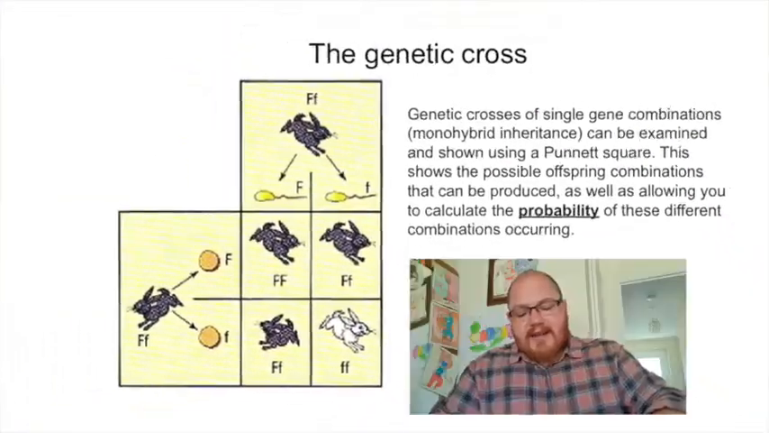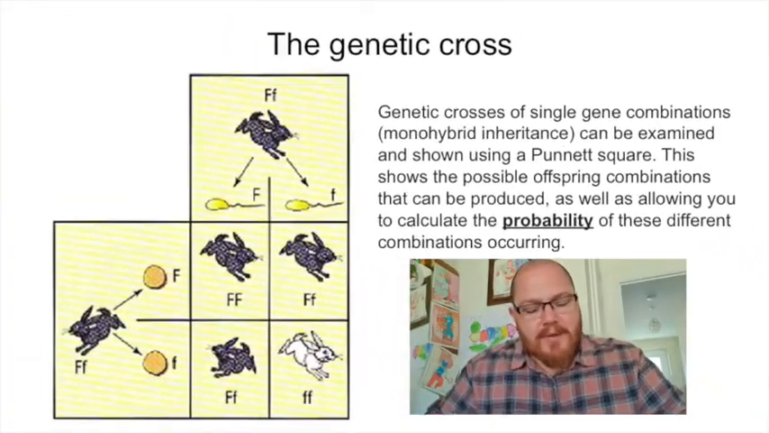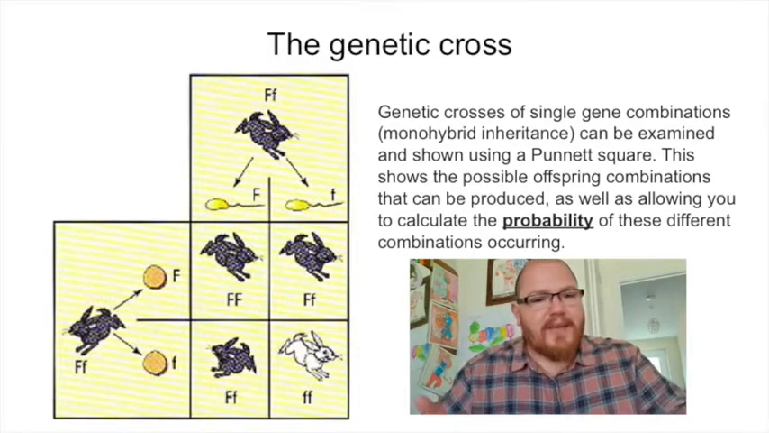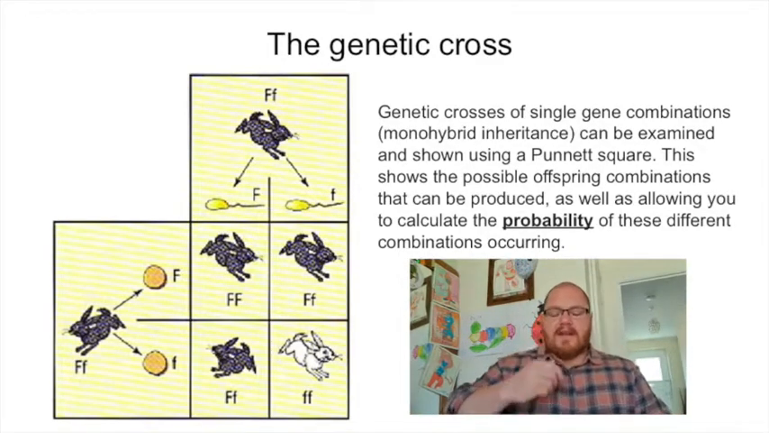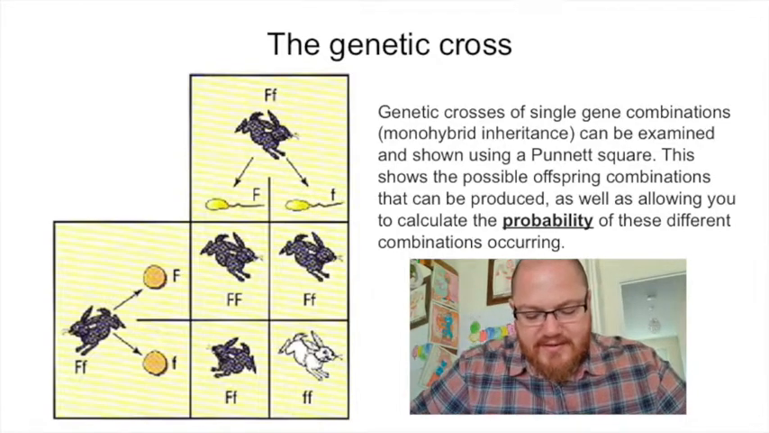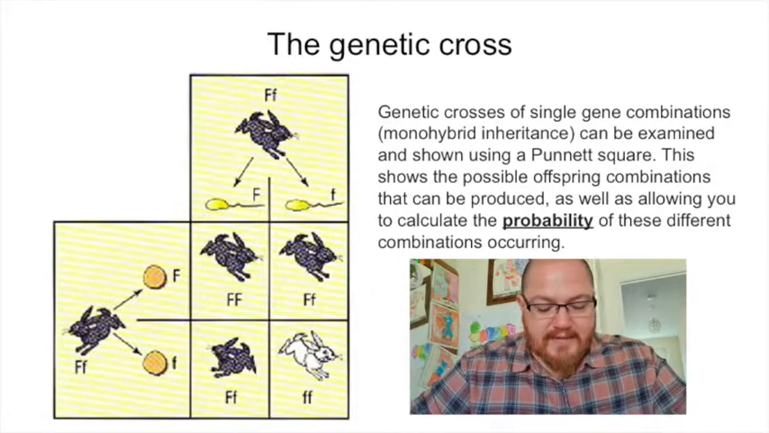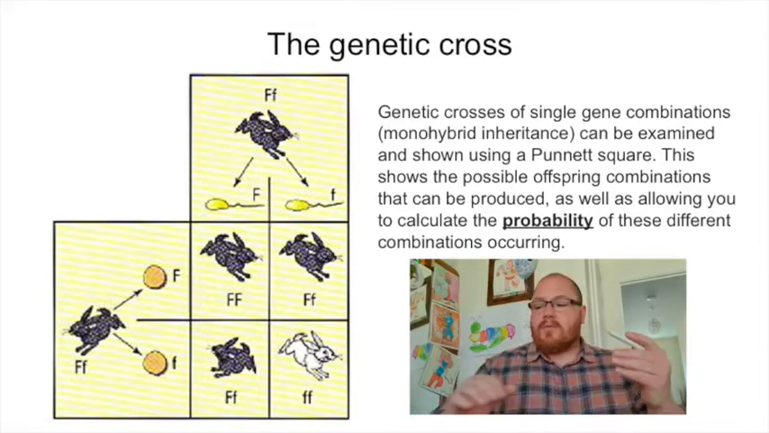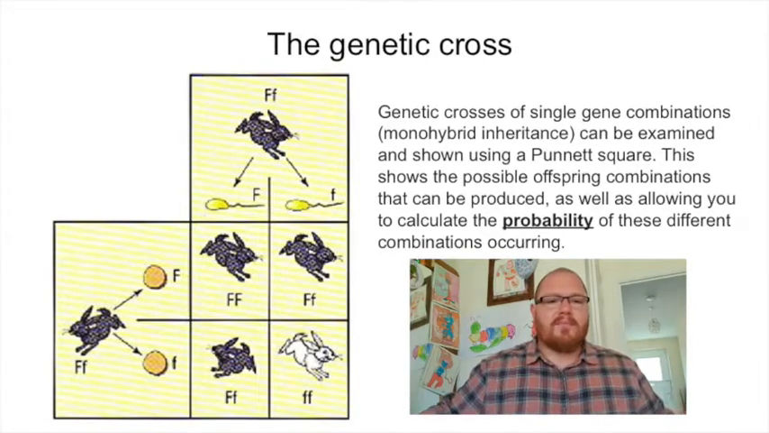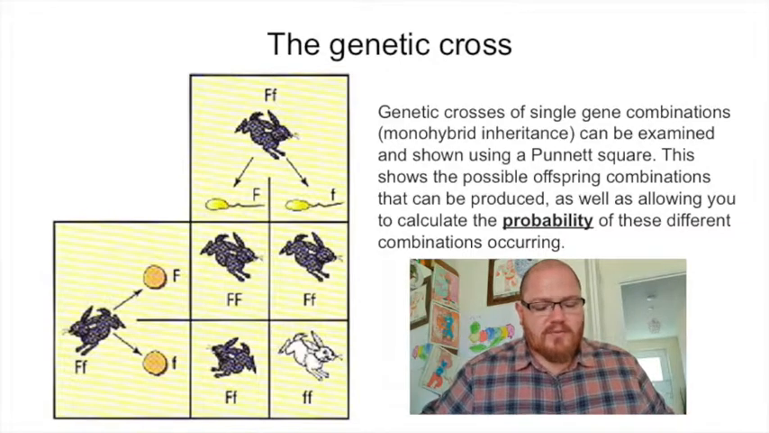So the genetic cross. I grabbed this from BBC Bitesize. I don't think it's the best one; I think you probably get more from the crosses when we start doing them. But I'll go through it. A genetic cross is a single gene combination. I say single gene because there are dihybrid crosses where you deal with two genes at a time, but for GCSE it's usually just one.